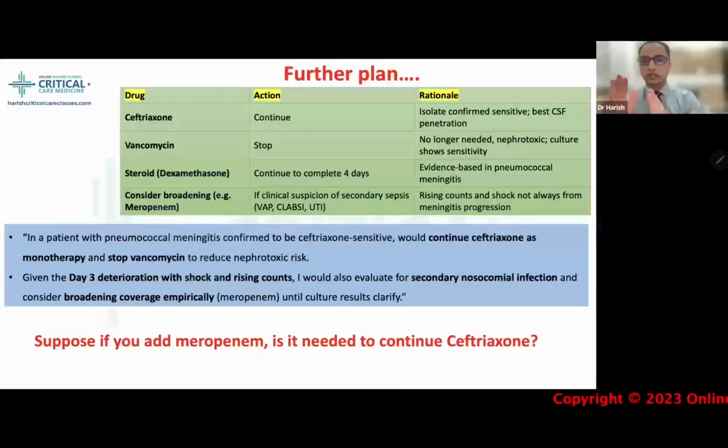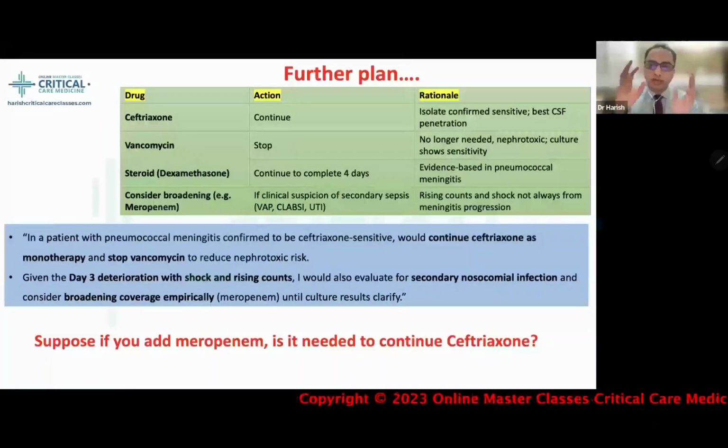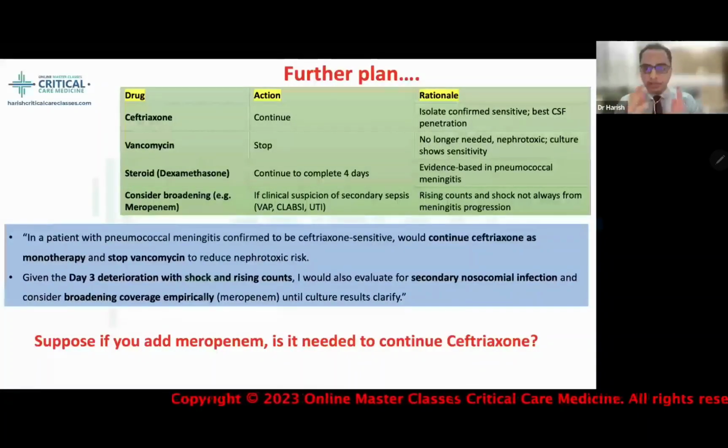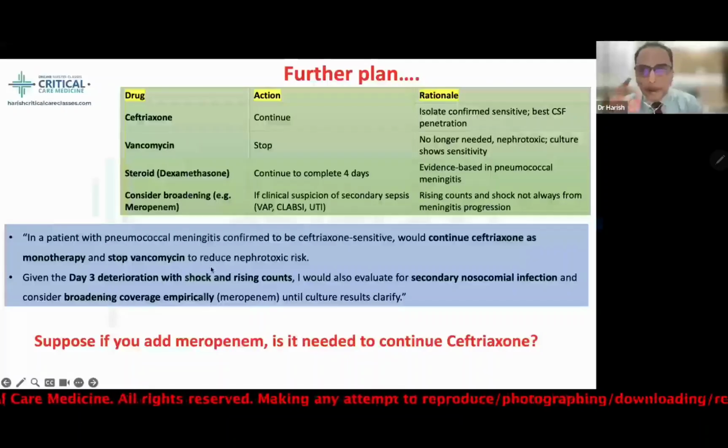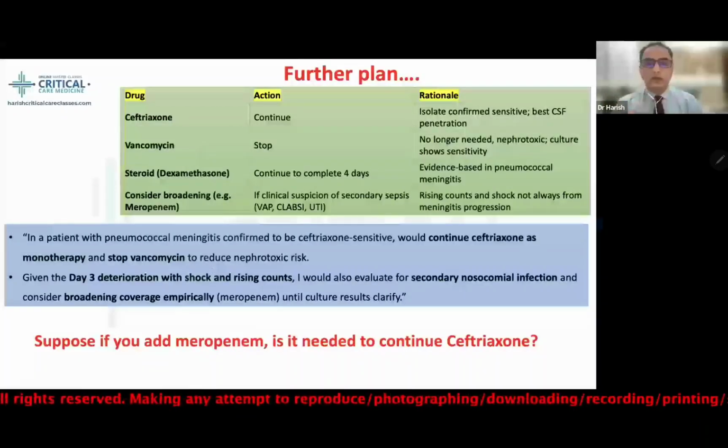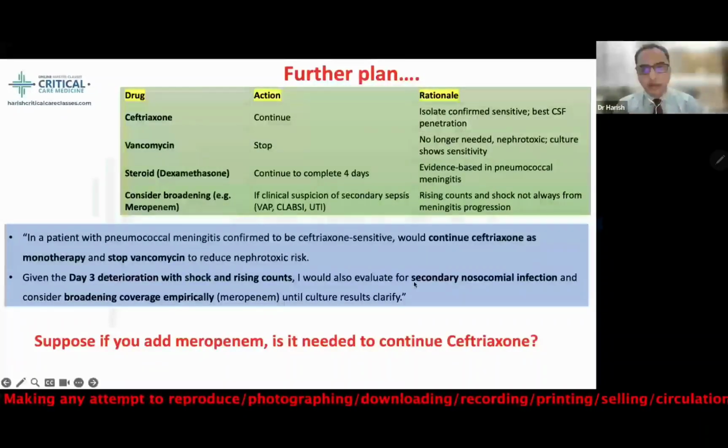So again, day 3 deterioration, day 4 deterioration. Maybe a secondary nosocomial infection is the cause here, so we consider broadening the spectrum. So that is the rationale, and we started on meropenem. Suppose you add meropenem at this level, will you continue ceftriaxone? Is it necessary or can we stop it?